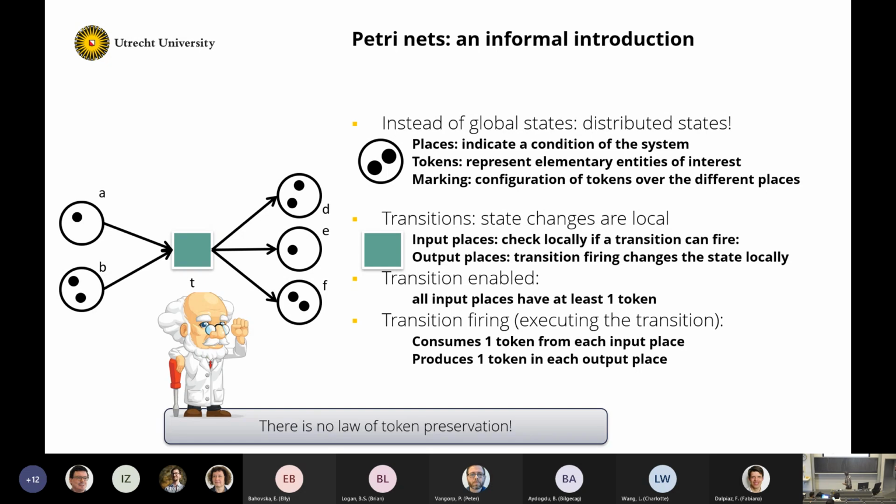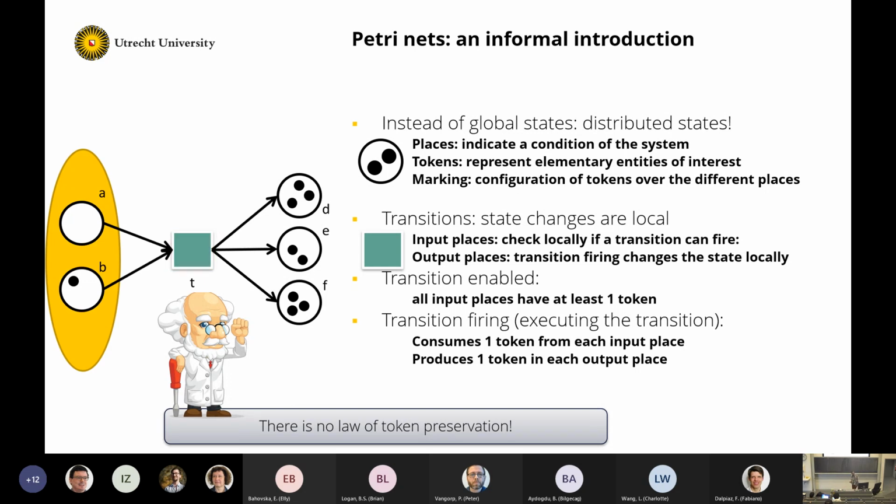There's one caveat. There's no law of token preservation. So that means if there are 2 being consumed, there can be 3 output, or there can be none being output, just depending on the transition. And so this is a mistake often made. People think in terms of tokens being preserved, but it's nothing more than just something that's being consumed and something that is produced. So there is no relation between the tokens that are being consumed and the tokens that are being produced. They're just entities and they're there. And so that is one of the basic things in Petri nets.